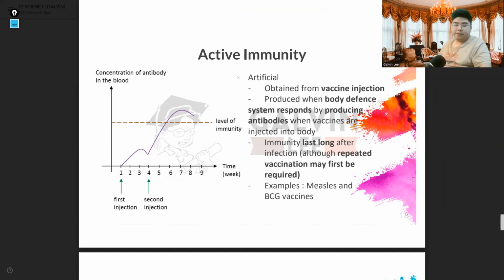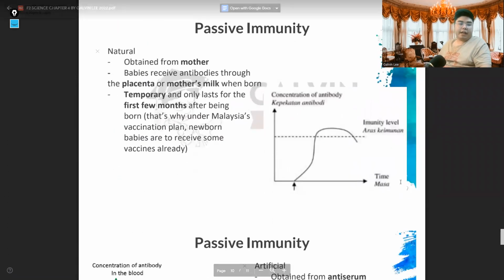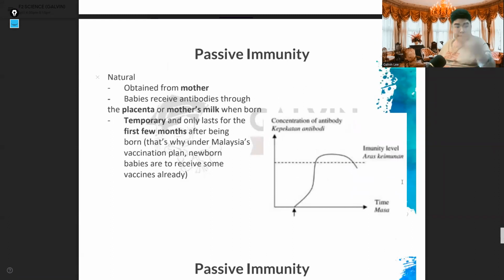Now we go for passive natural. Passive natural here, of course, breaking down the words. Passive means that you have gotten these antibodies which are ready-made. Your body does not need to make its own antibody. Active is different. Active means that your body needs to make their own version of the antibody. But passive, no. Passive, we are giving you the ready-made antibodies. That means somebody already helped you to make it.